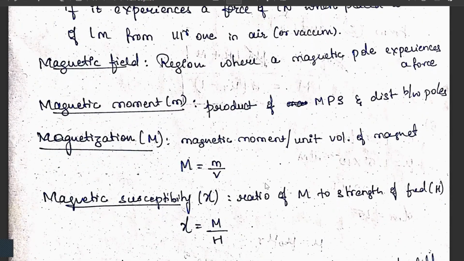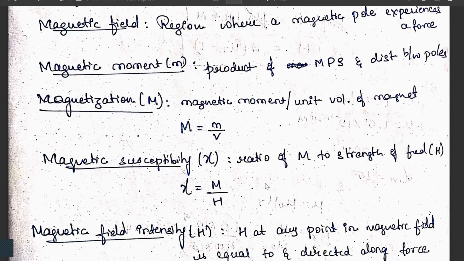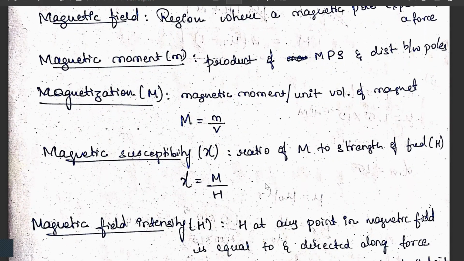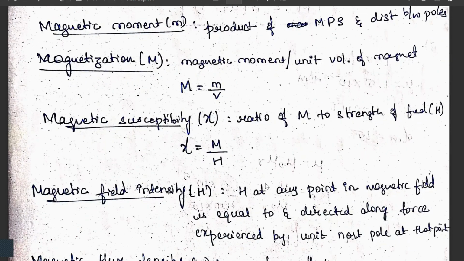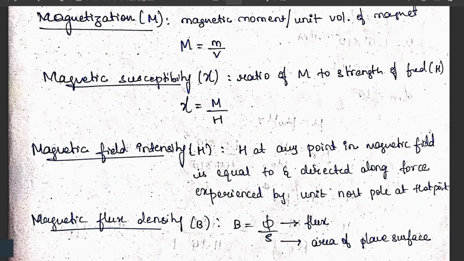Magnetization is the magnetic moment per unit volume of the magnet, that is capital M is equal to small m divided by V. Magnetic susceptibility is the ratio of M to the strength of the field, that is X is equal to M by H. Then magnetic field intensity is H, where H at any point in the magnetic field is equal to and directed along the force experienced by the unit north pole at the point.